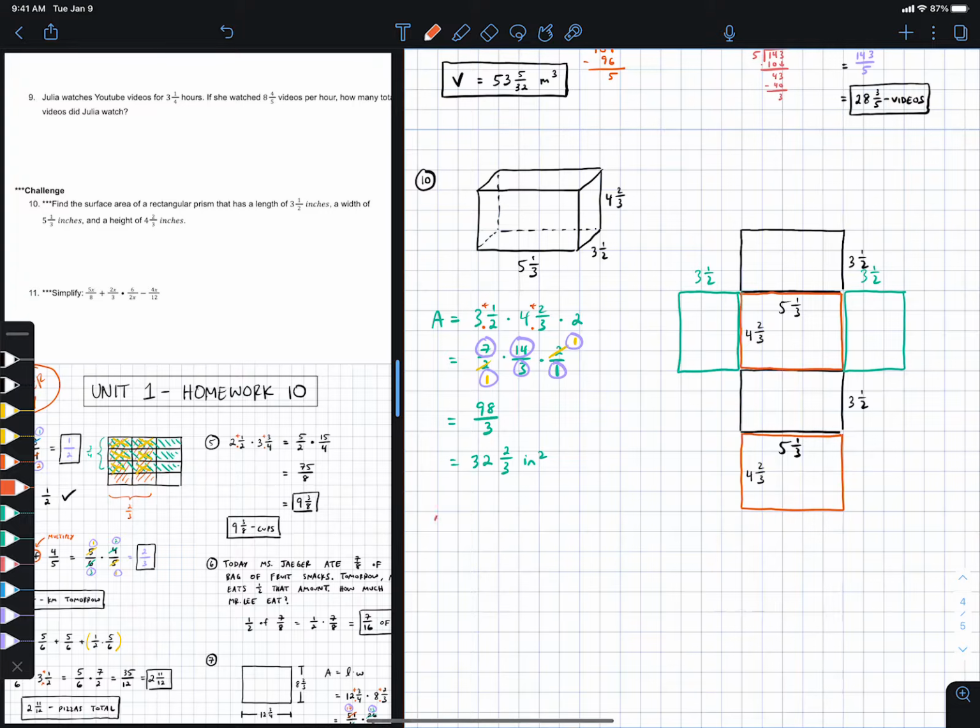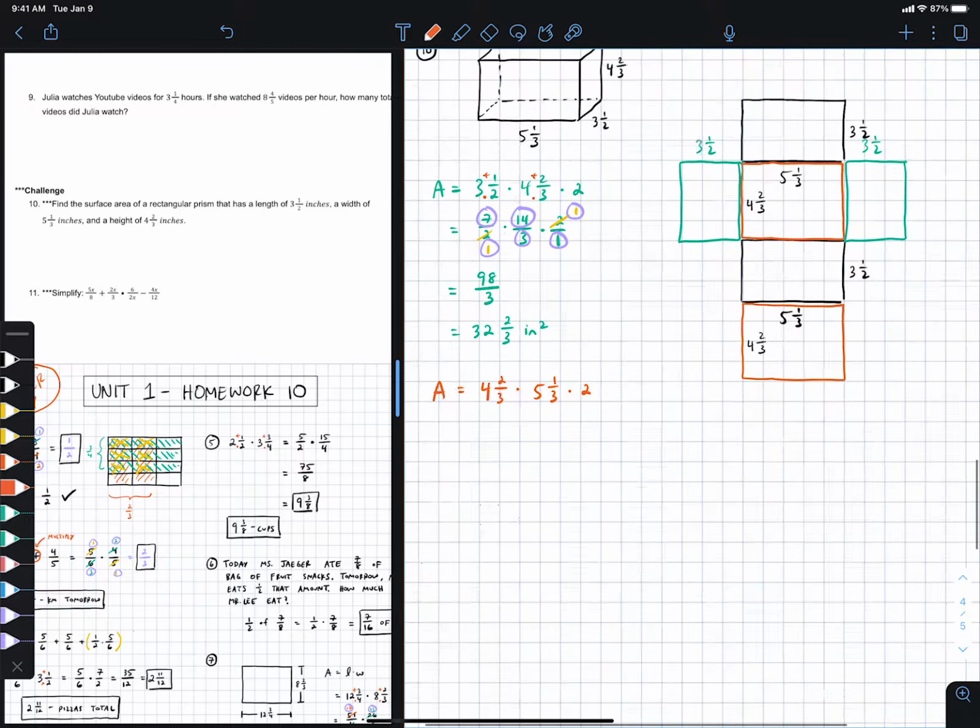As for the orange pieces, what are the dimensions of the orange rectangles? It's going to be 4 2/3 times 5 1/3. I think those are the dimensions, and you're going to multiply this by 2 because there are two of them. So let's turn these into improper fractions. 4 times 3 is 12 plus 2 is 14/3. 5 times 3 is 15 plus 1 is 16/3. And then times 2/1.